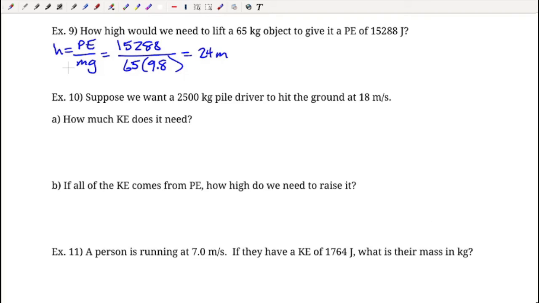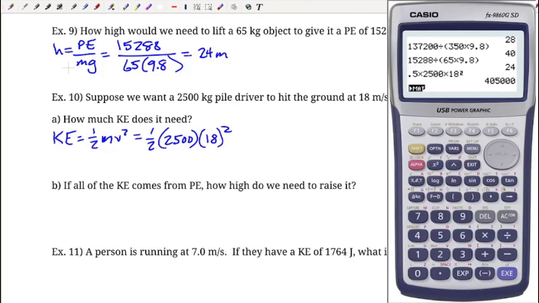So we've got a pile driver that we want to hit the ground at 18 meters per second. How much kinetic energy does it need? Okay, so we know kinetic energy is 1/2 mass times velocity squared, so 1/2 times the 2,500 times the 18 squared. See what that gets you. My calculator tells me that's 405,000 joules. So let's write that down: 405,000 joules. That's how much kinetic energy we're going to need.